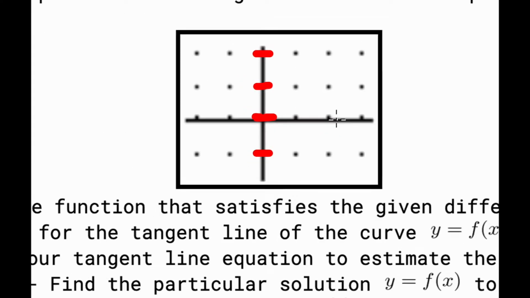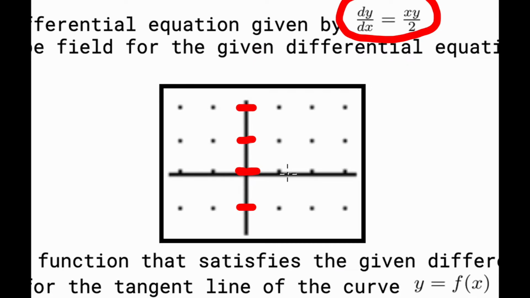I'm going to zoom in a little bit. Now what I'm going to do is all the points where y is equal to 0, because if y is 0 in this equation up here, then the slope is still going to be 0 as well. So this will have a slope of 0, this will have a slope of 0, this will have a slope of 0, and this will have a slope of 0.